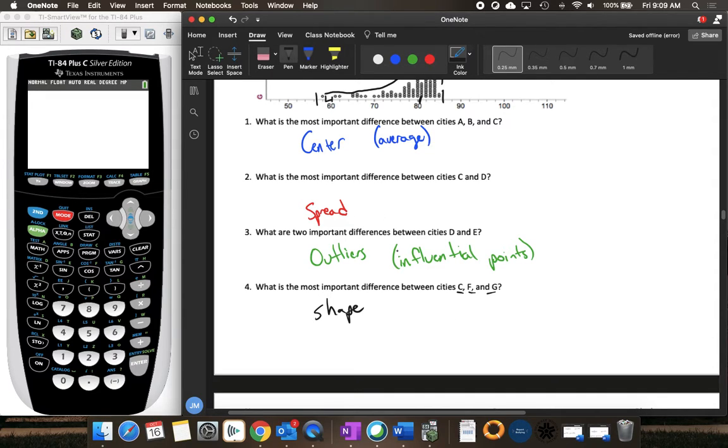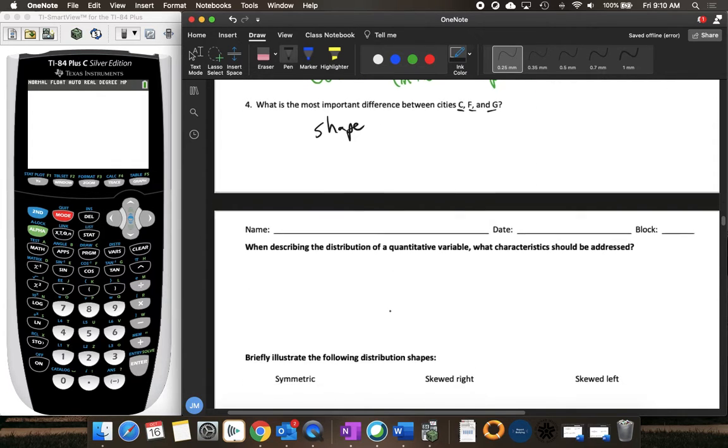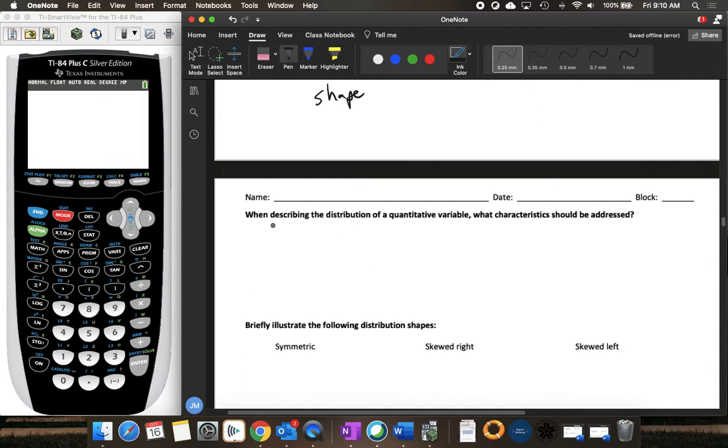So there's basically 4 things then that we've decided that we need to talk about when we're describing a distribution. One of which is center, the other is spread, the third is outliers, and the last is shape. To help remember those, we're going to use an acronym. We're going to talk about what's called SOCS. So SOCS is a way that you can remember those 4 things.